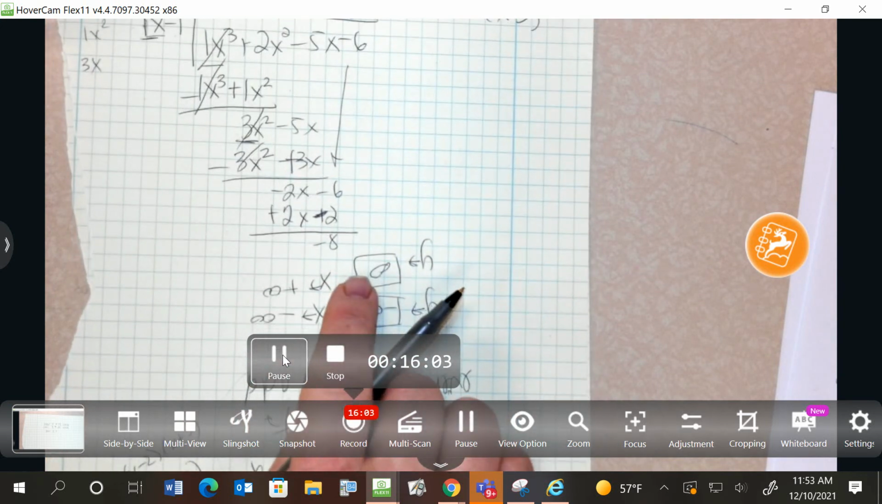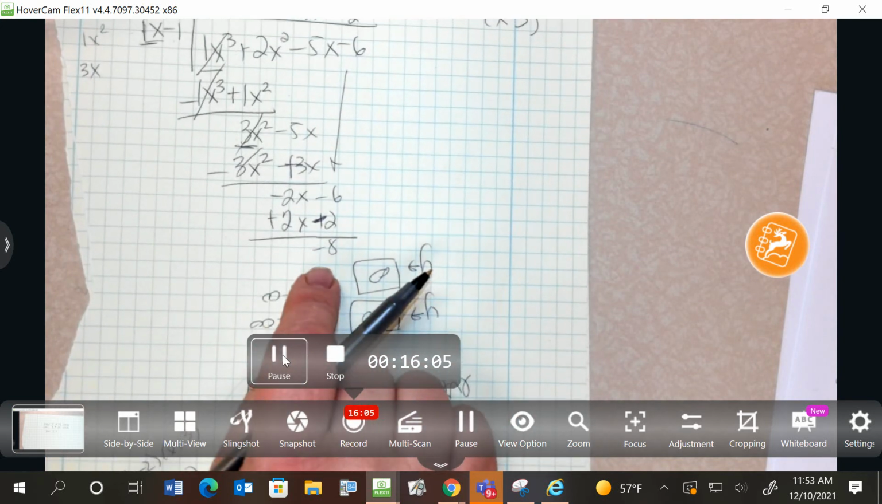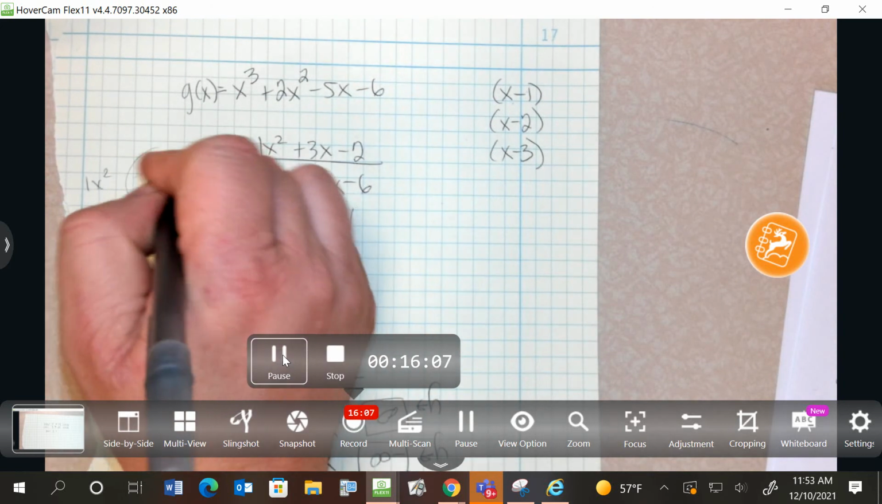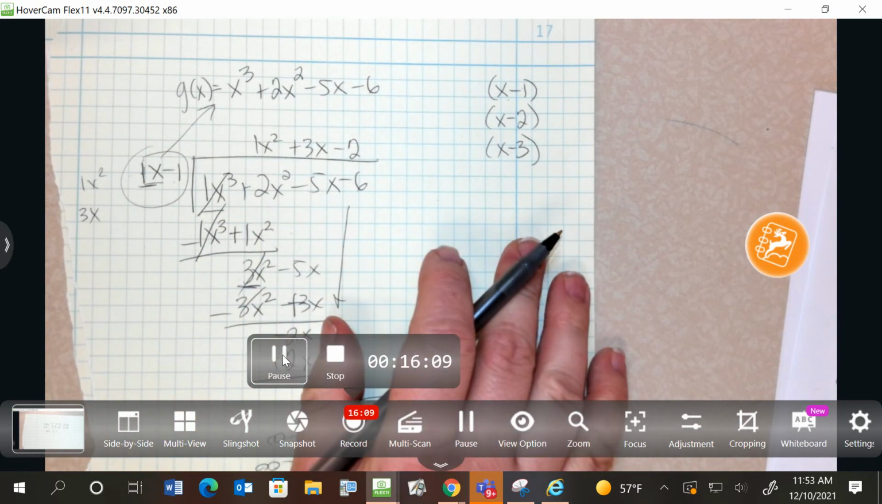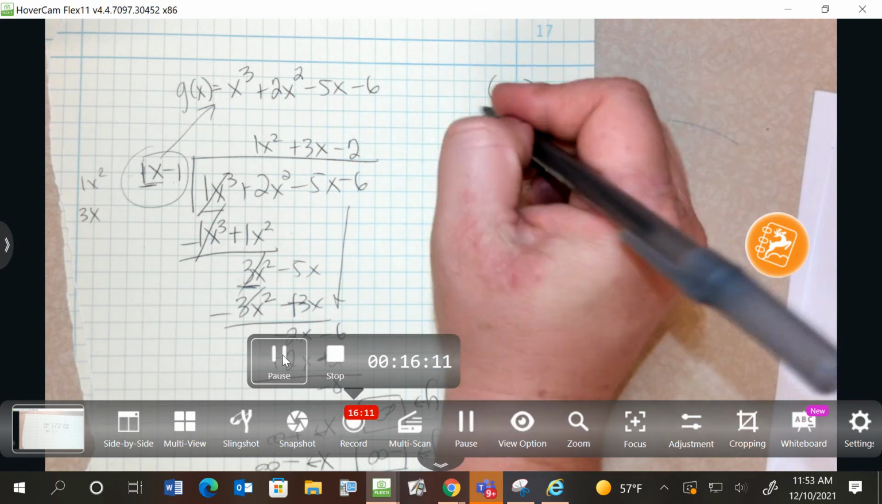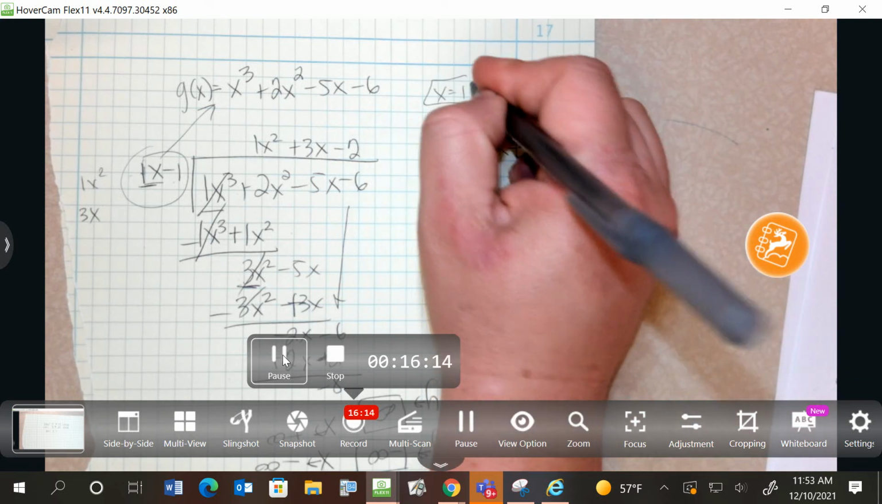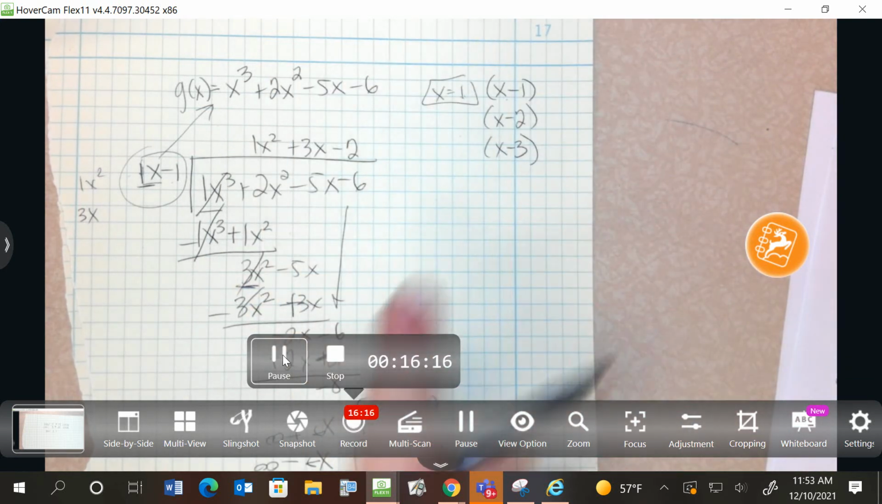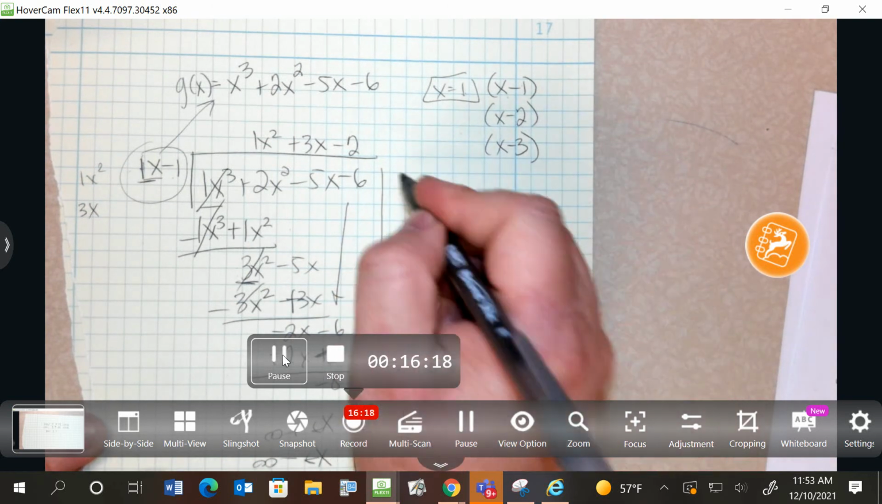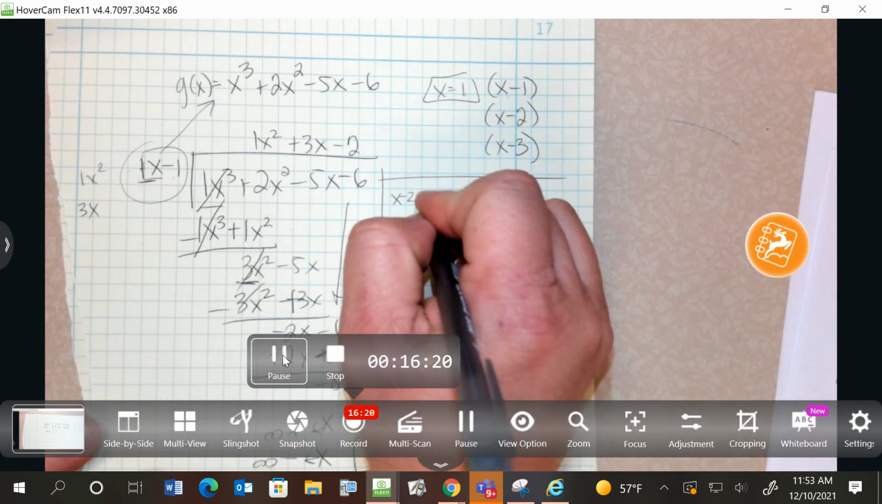What does this tell me? If the remainder is anything other than 0, it tells you this is not a factor to this equation. What does that mean? It means that x equals 1 is not an x-intercept for this equation. Let's try it for the next one. So I can write it a little bit smaller. X minus 2.